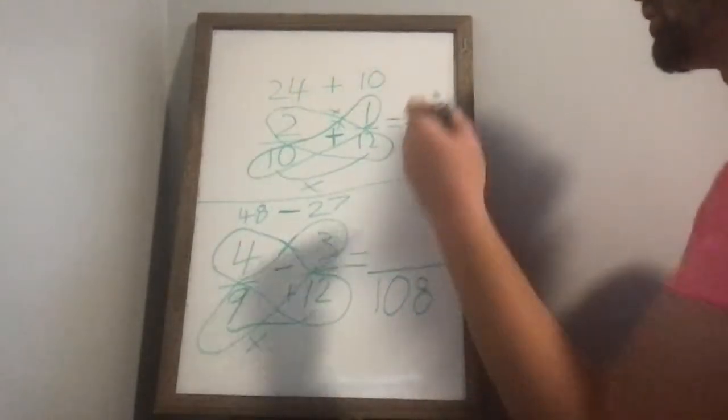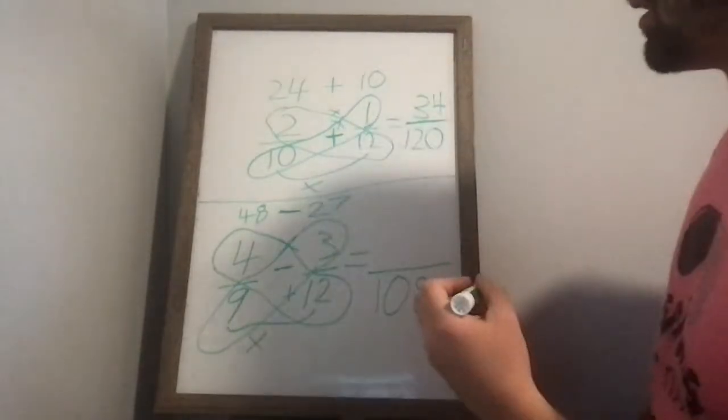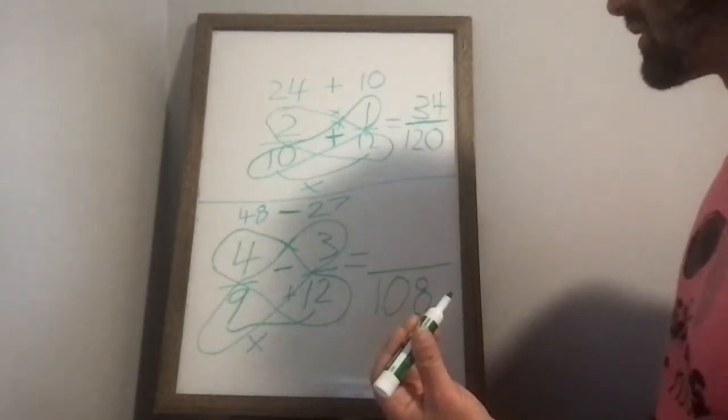24 plus 10 equals 34. So we have our answer. 2/10 plus 1/12 equals 34/120ths.